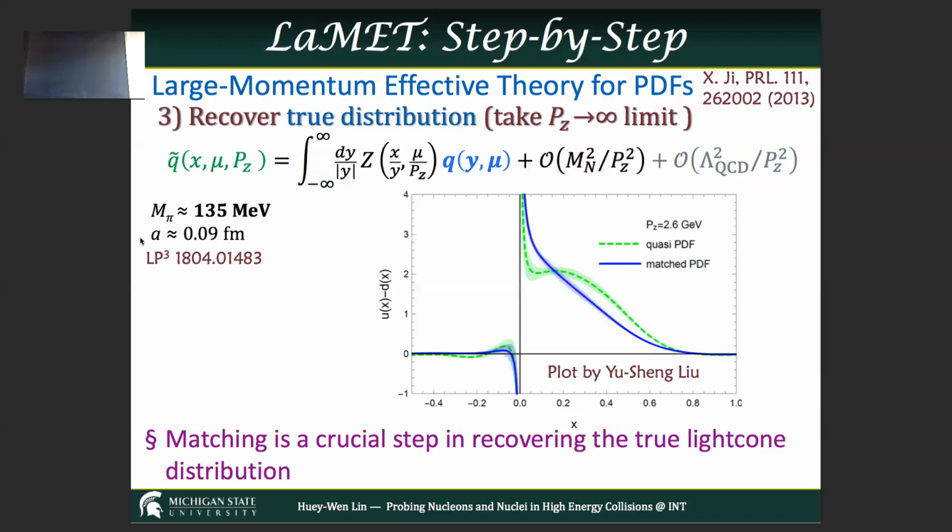To one loop. Yeah, I think they calculate higher loops. In principle, you can calculate higher loops. I guess this is where my question comes in. If you look at logs of PZ and you want to take a large PZ limit, you have to resum those logs. If you have logarithms of PZ and you want to take a large PZ limit, you need to have control of all those logarithms. You have to calculate all of them, don't you?